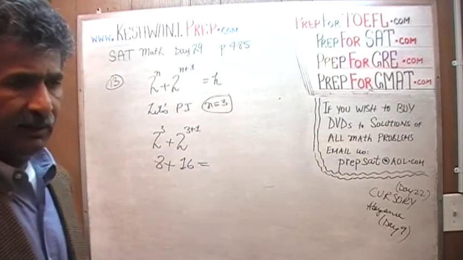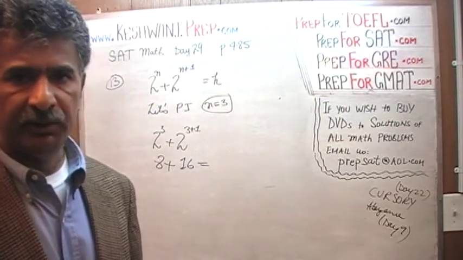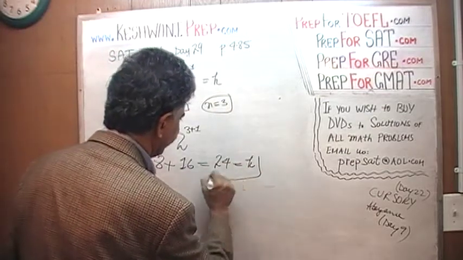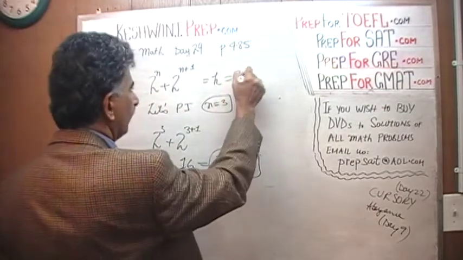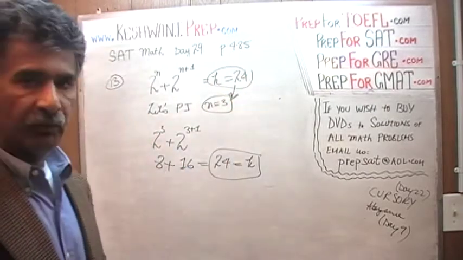16 plus 8, I know 10 plus 16 is 26, so 8 plus 16 must be 24. Oh, there you go, that's our k. K equals 24, based on if n equals 3, k equals 24.